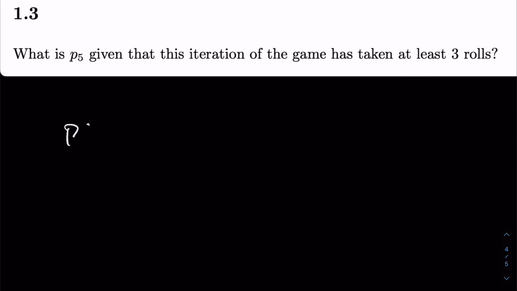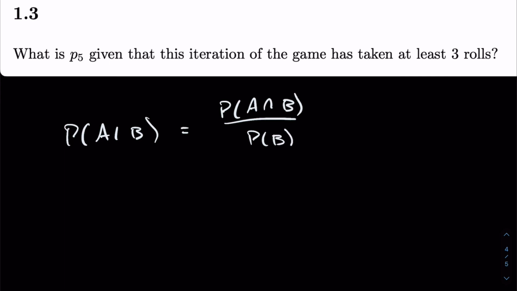Bayes' rule states that the probability of A given B, that's what this vertical line denotes, is equal to the probability of A and B divided by the probability of B. And in this case, A is the event P5, so exactly 5 rolls, and B is the event at least 3 rolls.